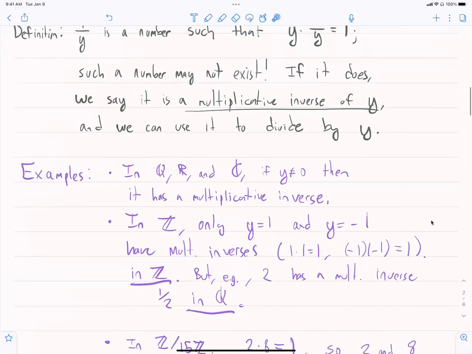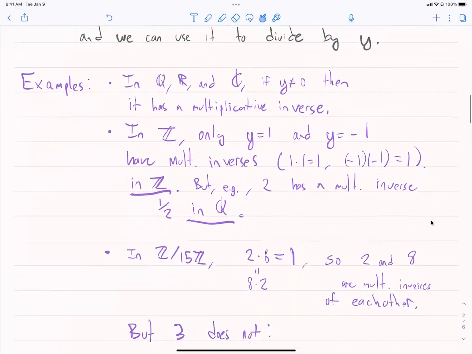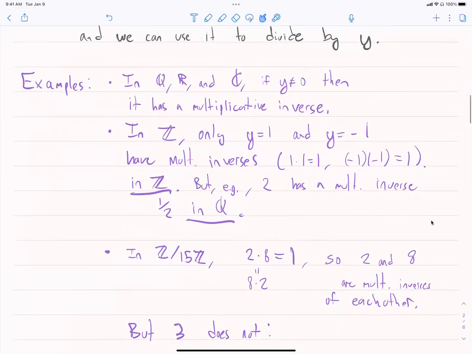So if you take, on the other hand, 2, well, you can sort of form 1/2, but that's not an integer. So 2 has a multiplicative inverse in the rational numbers, but not in the integers. And then you guys spent a lot of time in class today looking at the following question: when in Z mod NZ do you have multiplicative inverses?